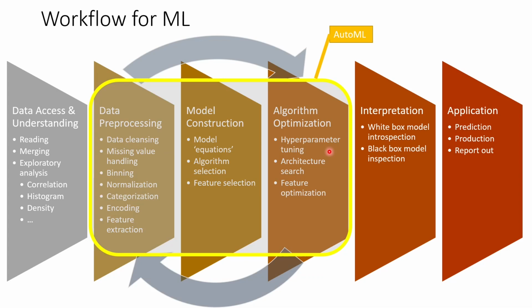So with ML.NET, there's a feature called AutoML that helps automate the search through these choices.